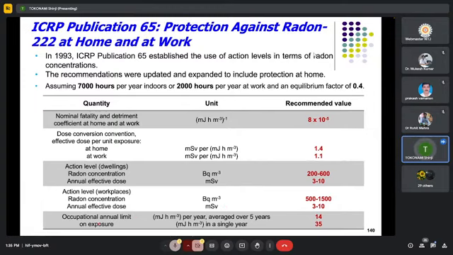Occupational annual limit on exposure is 14 millijoule hour per cubic meter per year, averaged over 5 years, and 35 millijoule hour per cubic meter in a single year. Here is an occupational annual limit in terms of radon exposure.